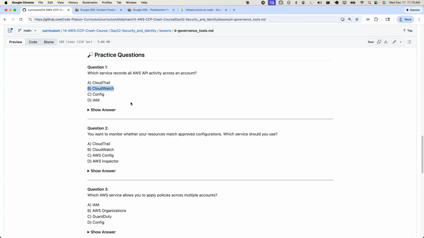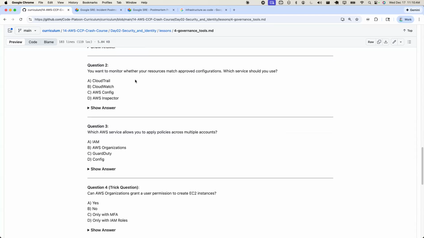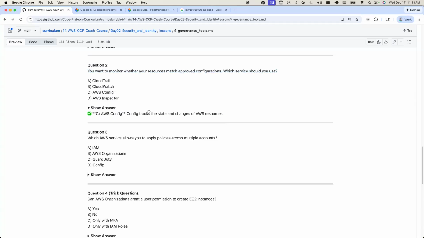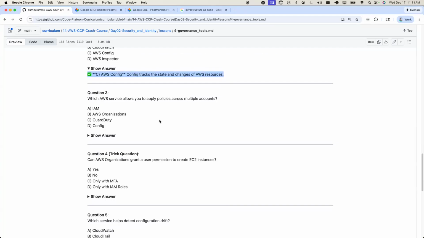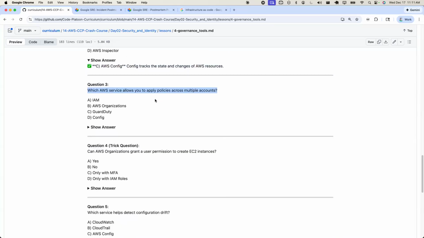CloudWatch is for logging. Sam, if you want to monitor whether my resources match approved configurations, what service should I use? AWS Config. Yes, sir. Thank you guys. And Alex, which AWS service is going to let you apply policies across multiple accounts?